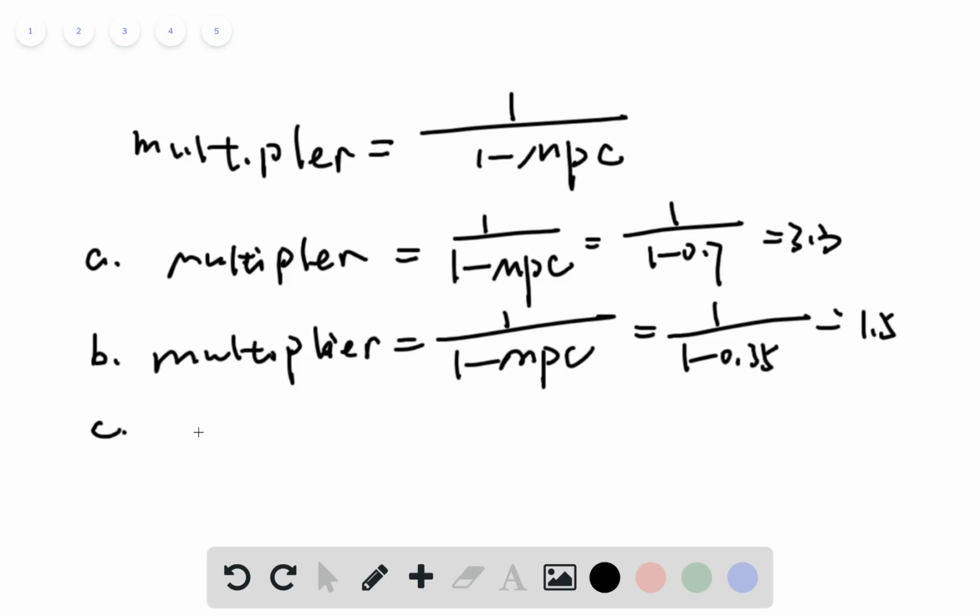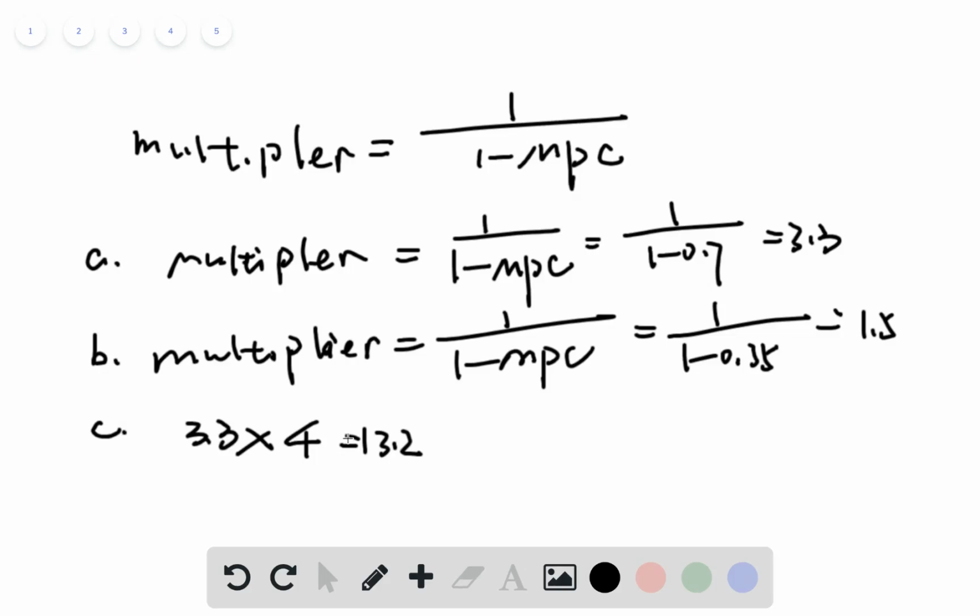So let's calculate it. The change in equilibrium real GDP should equal the multiplier 3.3, right, times the change in aggregate expenditure. In this question, the change in aggregate expenditure is the change in investment, which is 4. So we use 3.3 as the multiplier times the change in aggregate expenditure, 4. So it should equal 13.2 billion when the marginal propensity to consume is 70%.